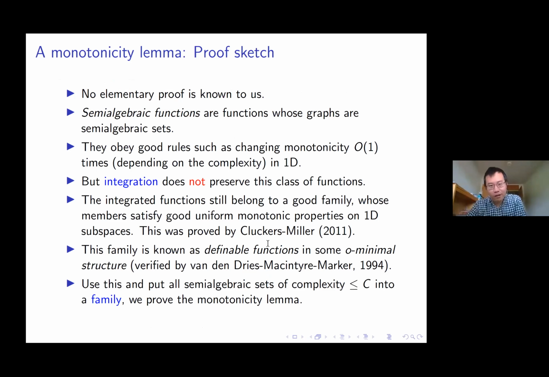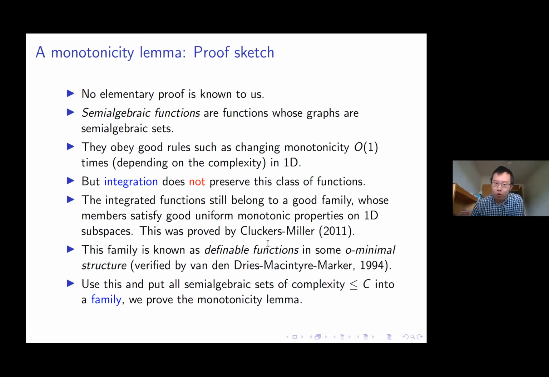So we don't know any elementary proof. We have to use o-minimal geometry. We think about the problem, we can start with the following. Since we deal with semi-algebraic sets, we might want to look at a class of functions known as semi-algebraic functions. Those are just functions whose graphs are semi-algebraic sets. And we know that they obey good rules such that if you have a semi-algebraic function in one dimension, then it has to change monotonicity boundedly many times depending on the complexity. So that's what we know.